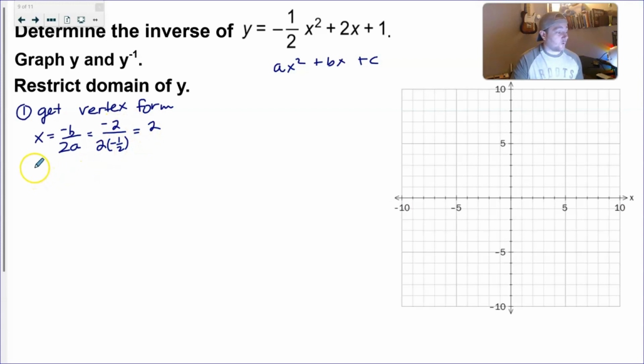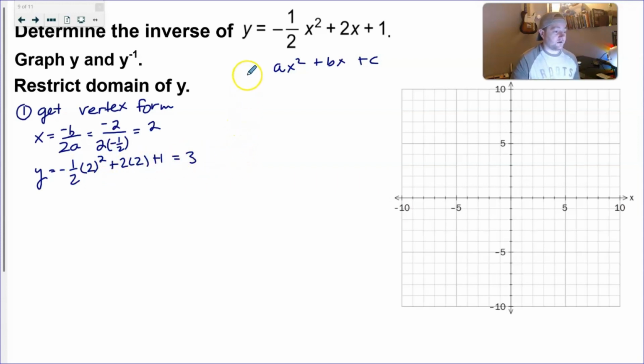To get the y coordinate of the vertex, I'm going to have to use my calculator probably. Maybe, I don't know, we'll see. Negative 1 over 2. I think I can do it mentally. 2 squared plus 2 times 2 plus 1. So 2 squared is 4 times negative 1/2 is negative 2 plus 4 is 2 plus 1 is 3. Look at that. How beautiful.